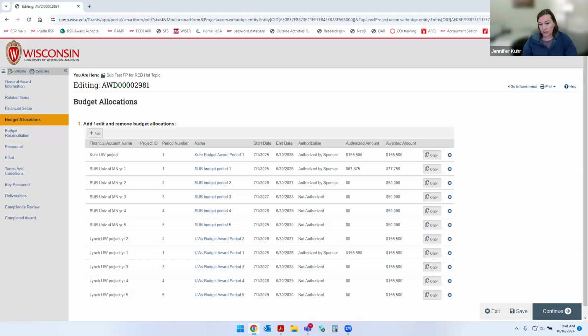So there's another question in the chat. So for example, 2 separate projects for 2 UWPIs. On the financial setup page for the direct and indirect amounts, we would need to just calculate what would be for PI number 1 and what would be for PI number 2, correct?